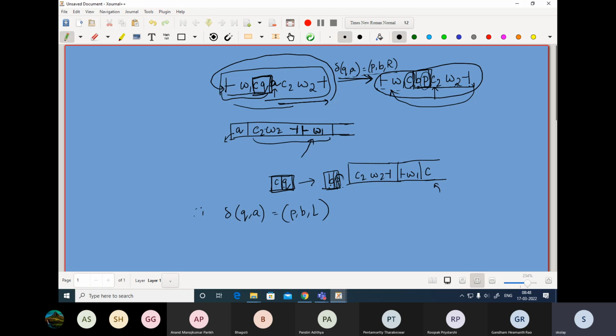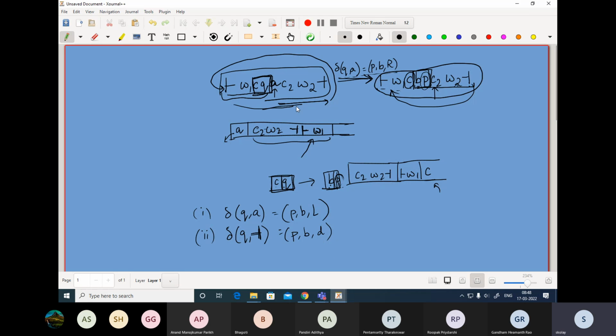This is the first thing. And the second thing is, what happens if the transition is of this form? Something, some direction, L or R. Okay, so these are the two things I want you to look at.